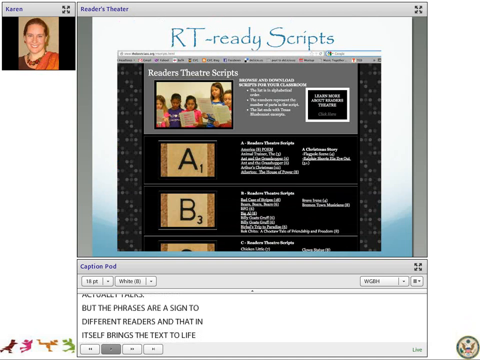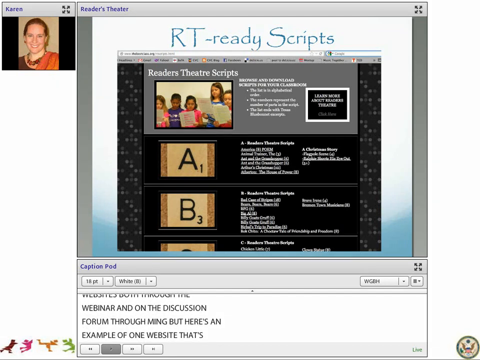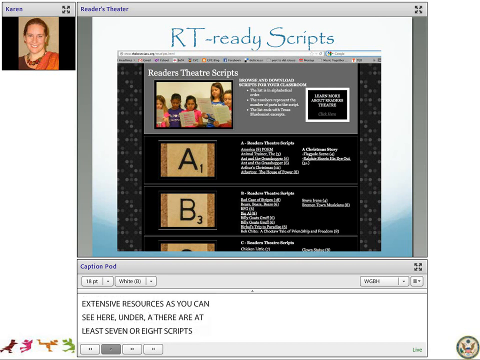Now, you can use Reader's Theater ready scripts, meaning scripts that are already prepared for Reader's Theater. And again, you'll have access to these websites, both through the webinar and on the discussion forum through Ning. But here's an example of one website that's put together by an elementary school classroom, and they have extensive resources, as you can see here. Under A, there are at least 7 or 8 different scripts right there alone. So pretty much hundreds, I would say over 100 scripts just available through this site alone.